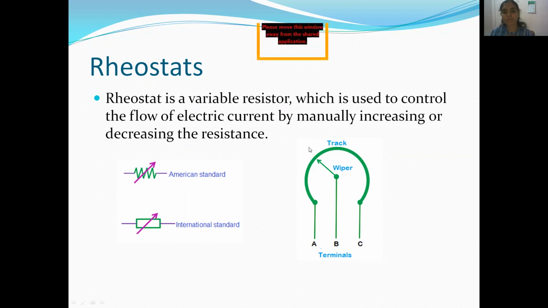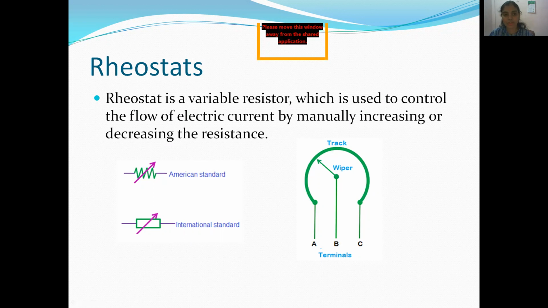Here, the construction of a rheostat is almost similar to the potentiometer. Like a potentiometer, a rheostat also consists of three terminals, A, B, and C. Two terminals are fixed, one is variable connected to the wiper, and these two fixed terminals are connected to the resistive element. The resistive element is called the track. Okay. B is the variable terminal connected to the wiper.